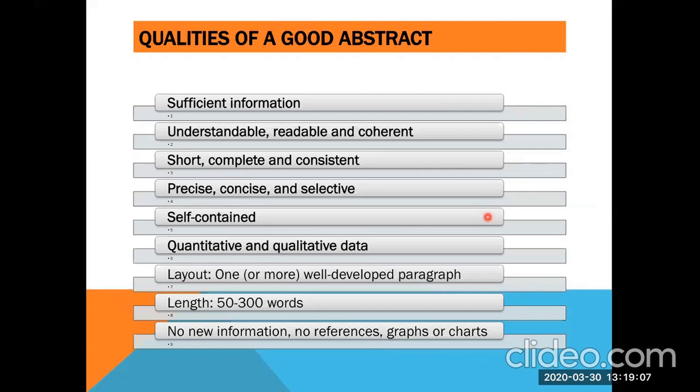Well, it also should include quantitative and qualitative data. In this case, the layout of your abstract should be developed in one or more paragraphs, and this depends on your research question. The length, as we said before, should be between 50 and 300 words. And finally, no new information or references, graphs or charts should be included in your abstract. These are the main qualities that reflect good and effective abstracts.